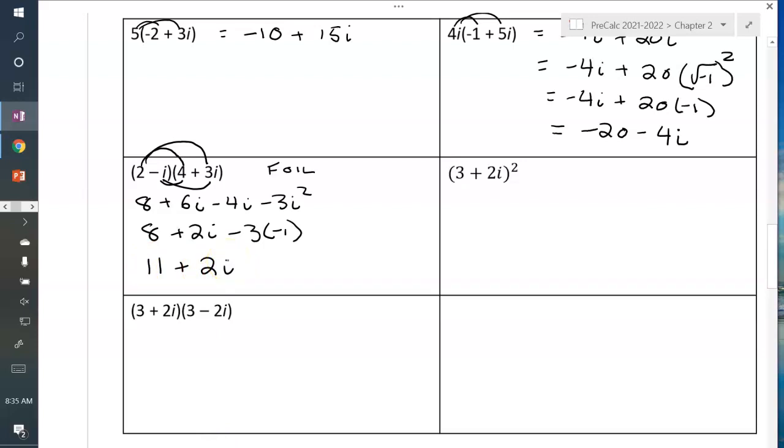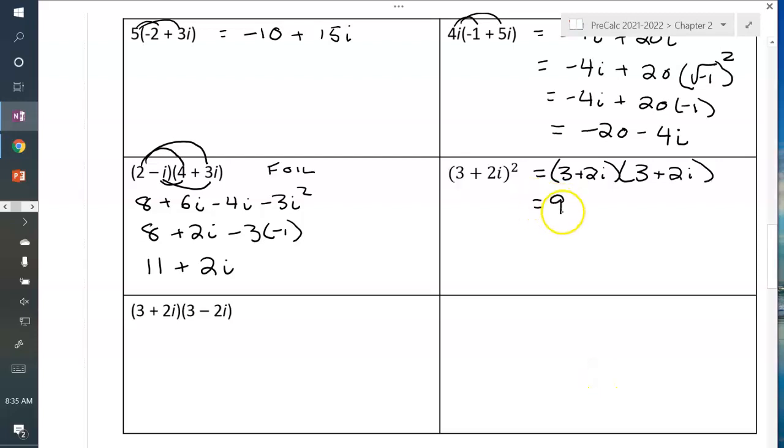Next one, I have (3 + 2i)². So that's going to be (3 + 2i) times (3 + 2i). Make sure you write it out. The temptation is to just square your first and last term. But if you do that, you're going to miss this middle term that you're going to have. So make sure you write this out and then distribute.